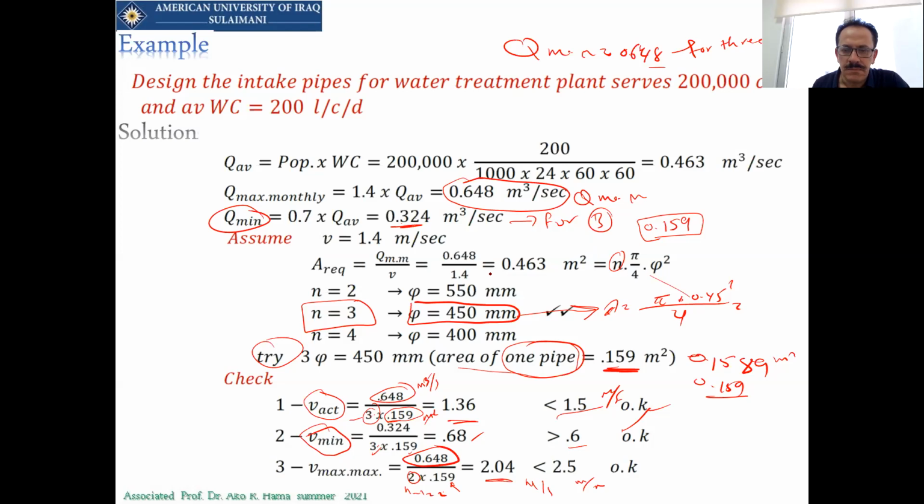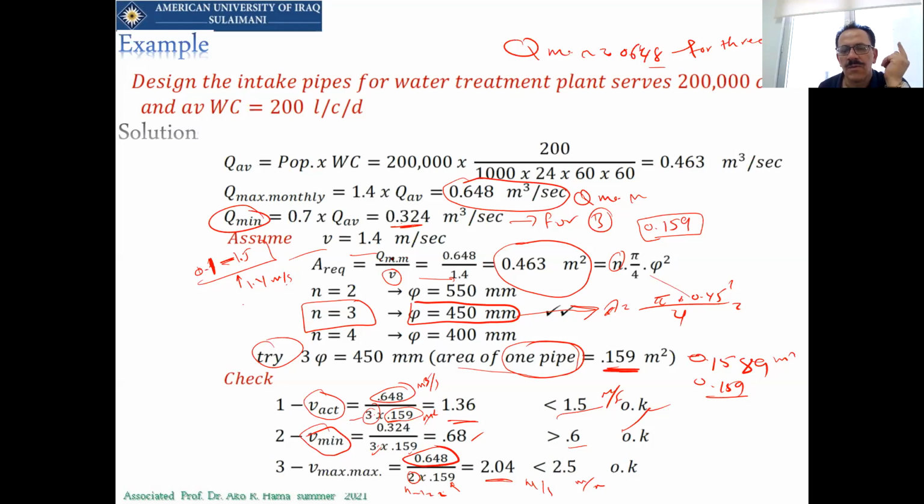Yeah. In which case? We have the total required area of the whole pipes. Now, the whole pipes need to have a Q maximum monthly divided by V. This V, I assumed it. I assumed it should be between 1 to 1.5. I will assume 1.4 meter per second. So that means it will not be given. In the beginning, we should assume a velocity in every part.